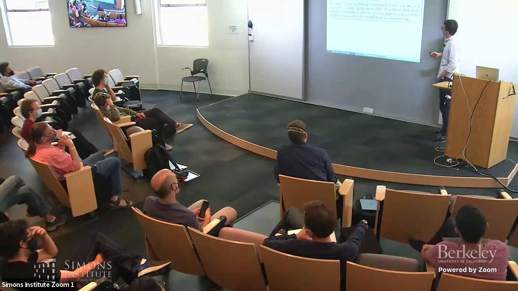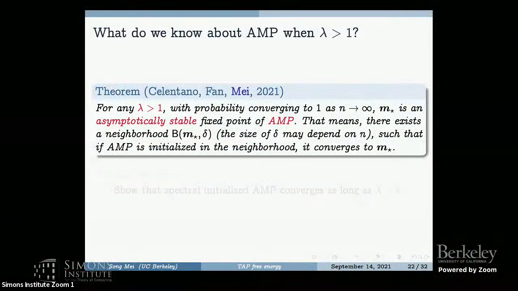Okay, so perhaps another question is, suppose we definitely want to just use AMP when lambda is greater than the threshold, whether it will converge. What we can show is that when lambda is greater than 1, this M star is an asymptotically stable fixed point of AMP, in the sense that there exists a small neighborhood near the global minimizer such that AMP initialized in this neighborhood will converge to M star. But the problem is that this delta may depend on n. We cannot make this delta quantitative.